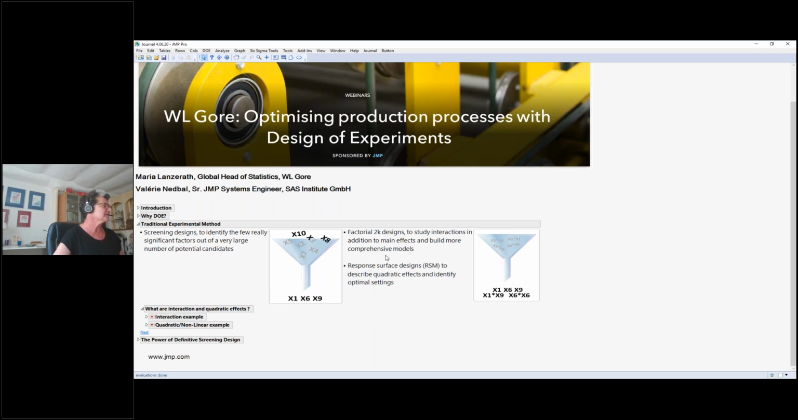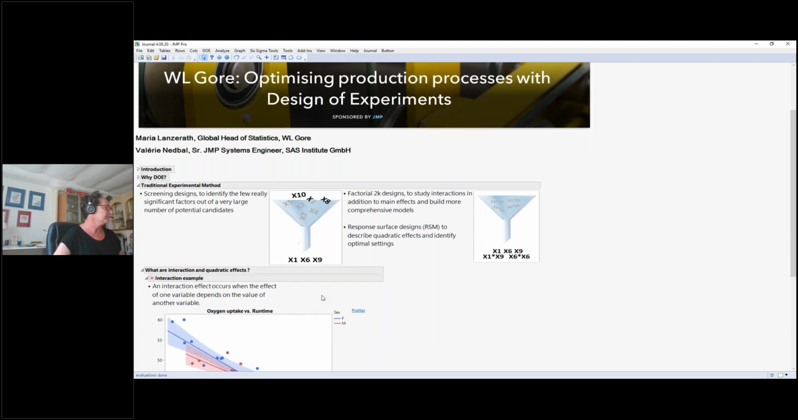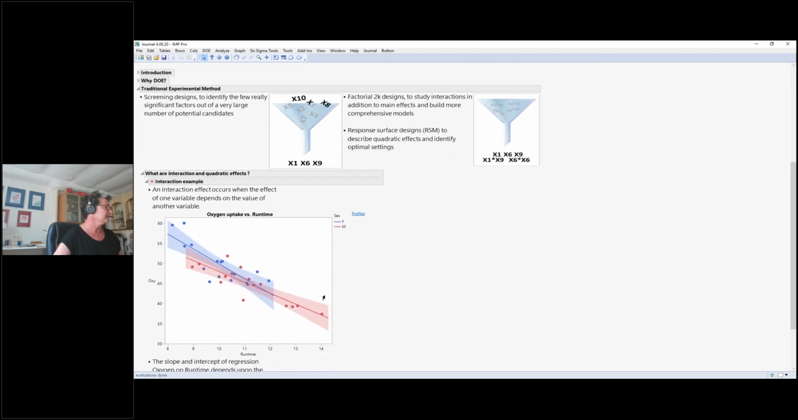So maybe there are some terms that are not familiar, like interactions and quadratic effects. So what is an interaction? I have an example that I have put on my presentation. What is an interaction between two factors? An interaction effect occurs when the effect of one variable depends on the value of another variable.